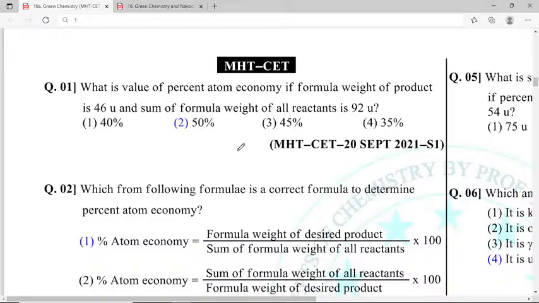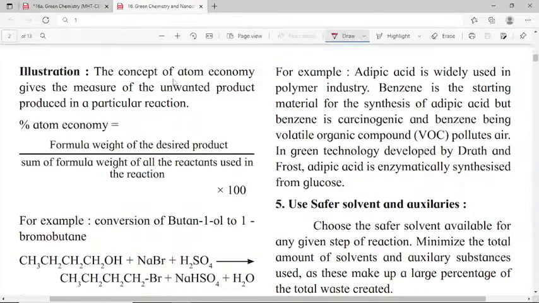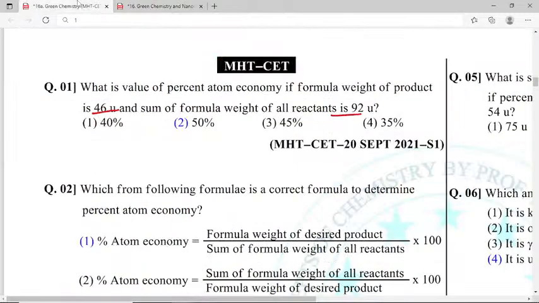Now let's start. What is the value of percent atom economy if the formula weight of the product is 46 U and the sum of formula weight of reactants is 92 U? So what is the formula here? The percentage atom economy is the formula weight of the desired product divided by the sum of formula weight of all reactants, multiplied by 100. So product divided by reactant, multiplied by 100.